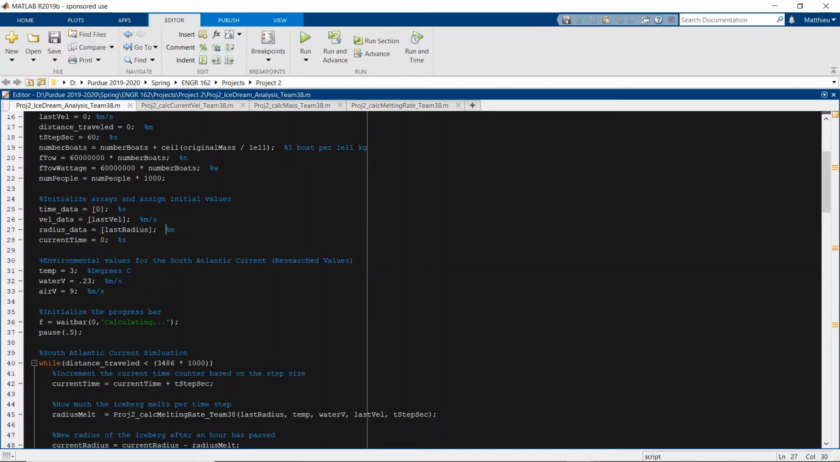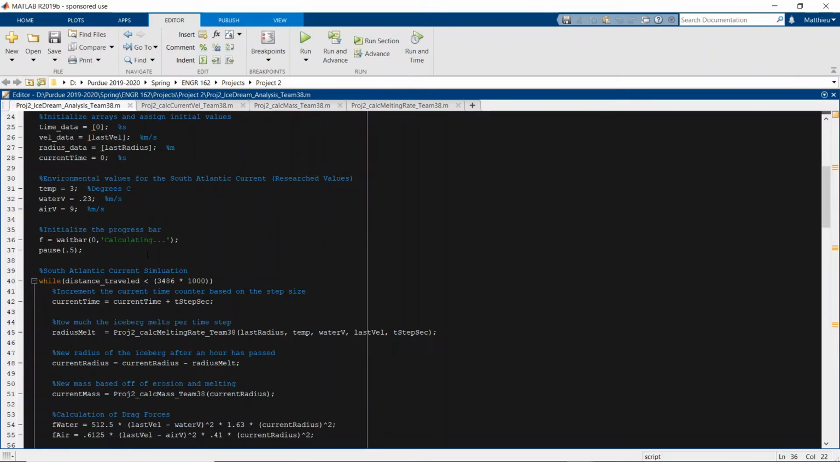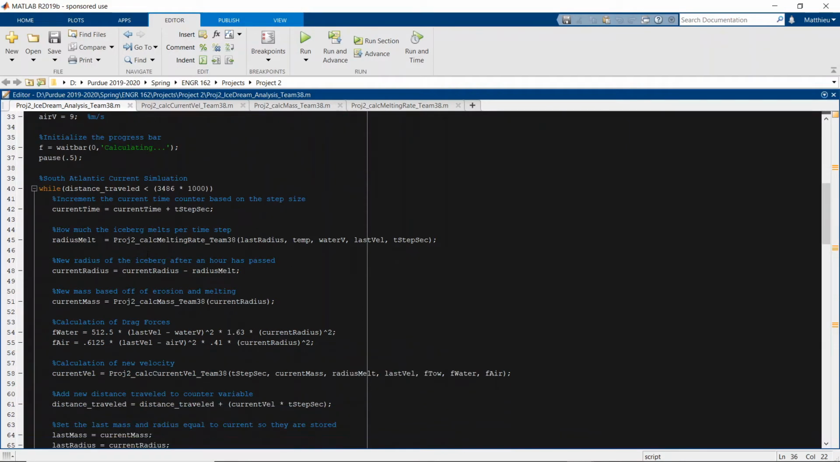And then the first real part of the model is here, and this is where the values for the South Atlantic current are initialized. So you can see the temperature is set to 3 degrees Celsius, the water velocity, or the current velocity, is 0.23 meters per second, and the air velocity is 9 meters per second, just for example.